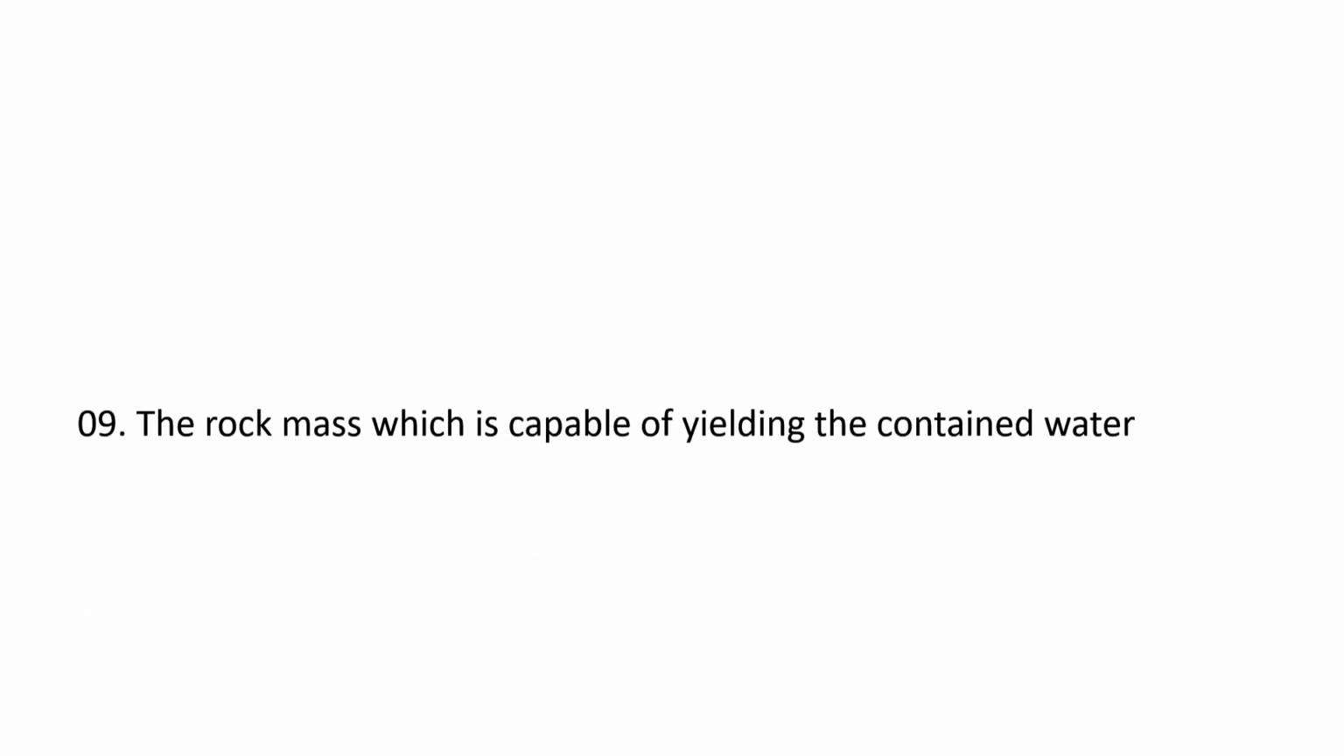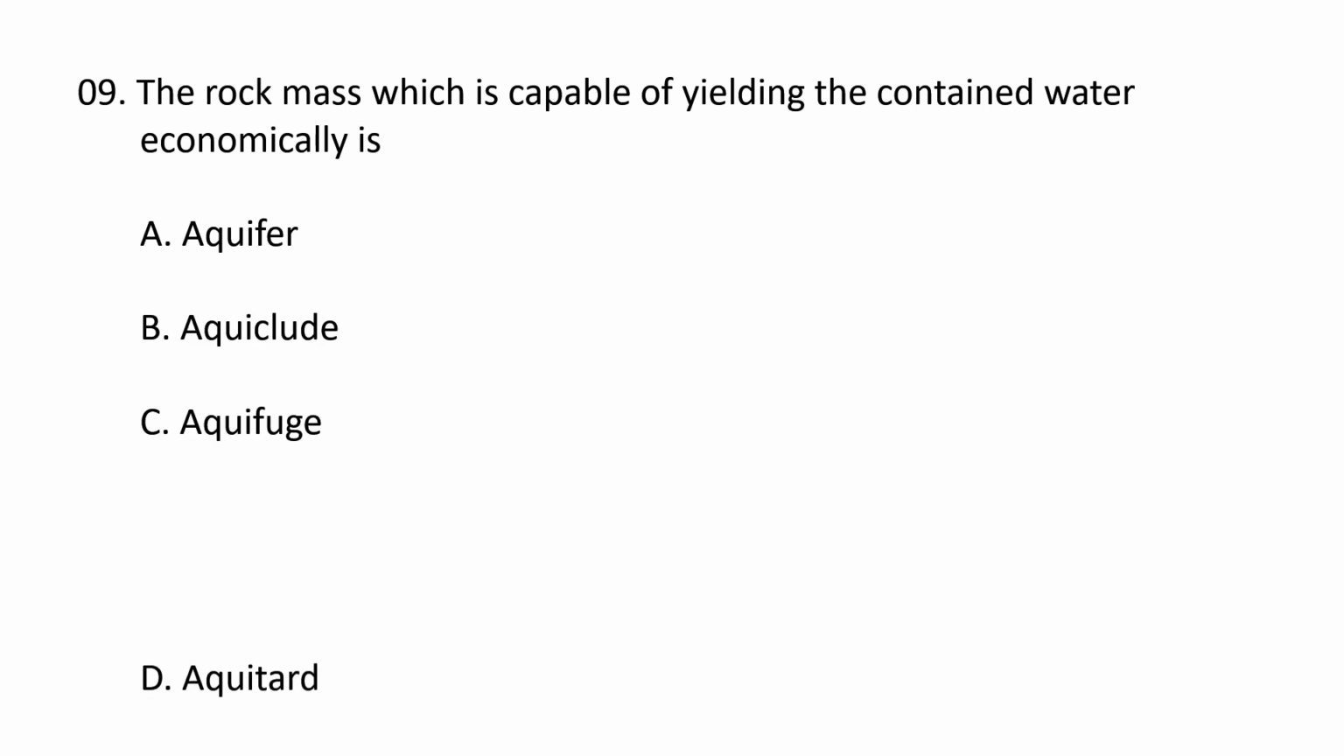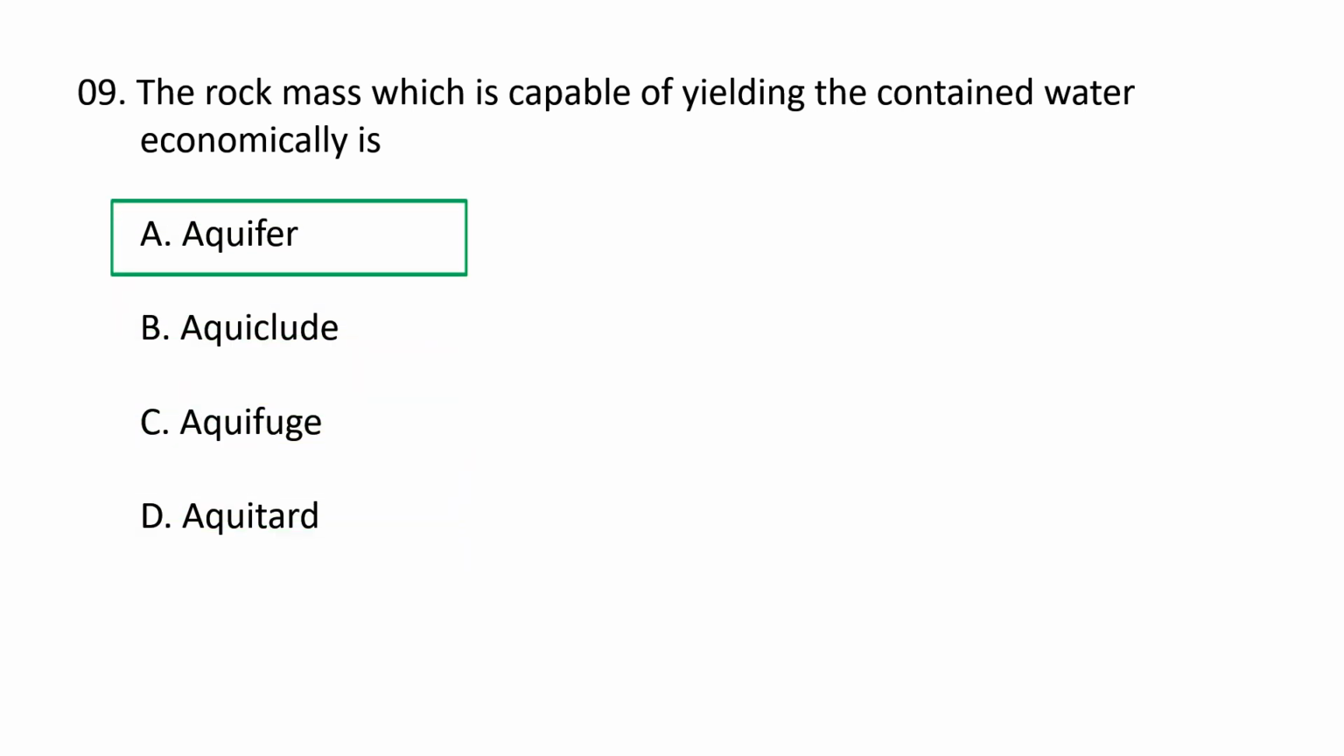Next question. The rock mass which is capable of yielding the contained water economically is A. Aquifer, B. Aquiclude, C. Aquifuge, D. Aquitop. The rock mass which is capable of yielding the contained water economically is known as an aquifer. An aquifer is a body of rock or sediment that holds the groundwater, and groundwater is the word used to describe the precipitation that has infiltrated the soil beyond the surface and collected in the empty spaces underground. So A. Aquifer is the correct option.